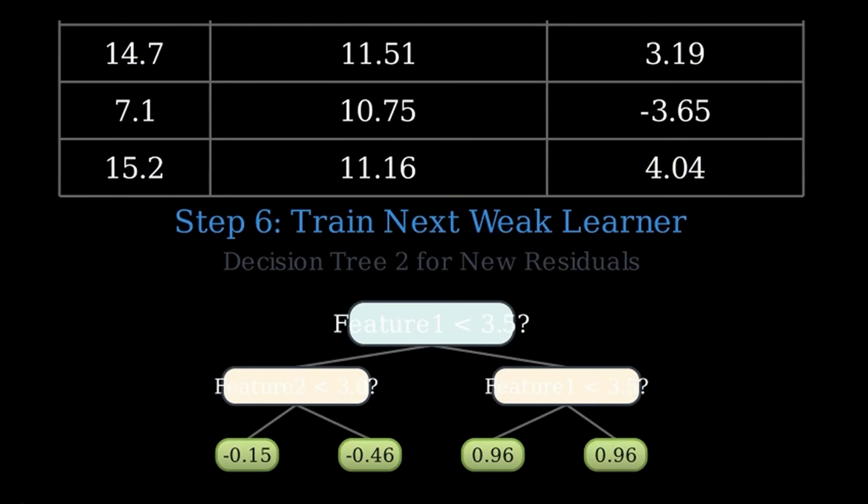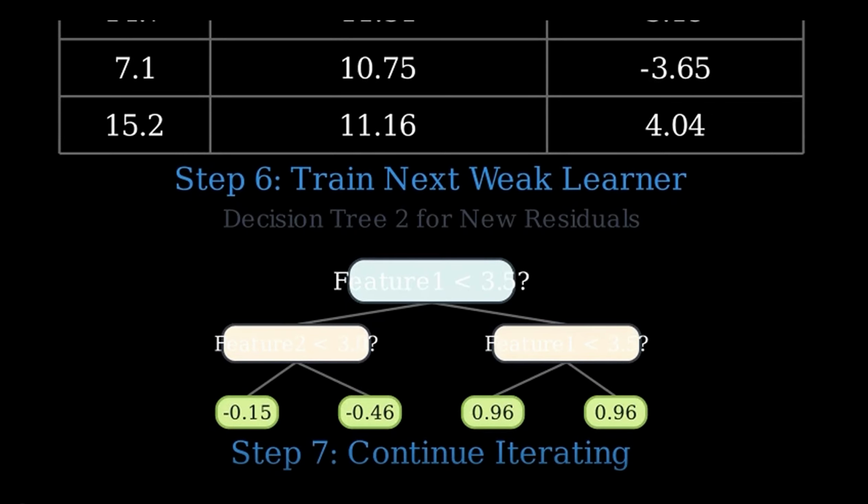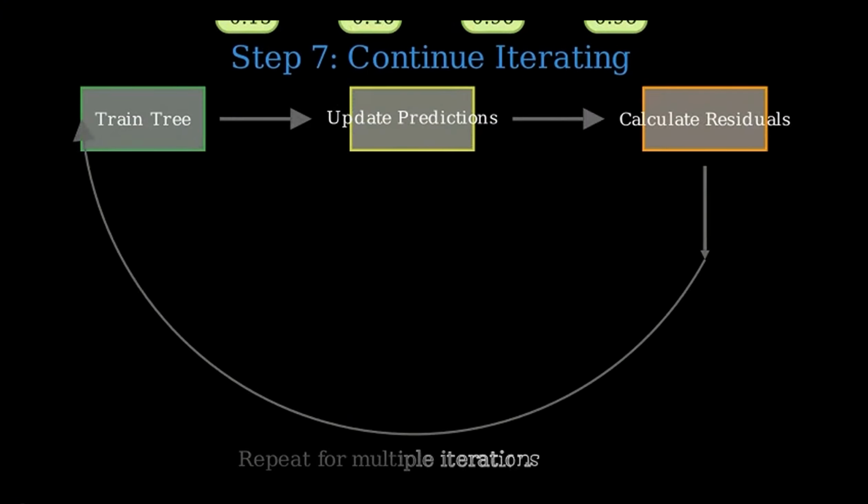Step 7. Continue this iterative process. We update our predictions again using the second tree, calculate new residuals, train a third tree, and so on. This process continues for a predefined number of iterations or until the residuals are sufficiently small.